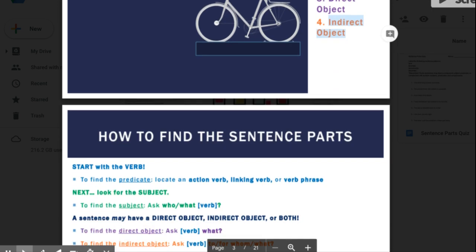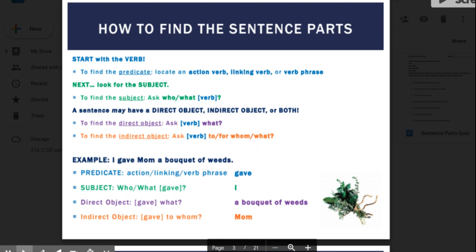So what do we start with when we're trying to find sentence parts? So you're going to start with the verb. So write that down in your notes. Start with the verb. This is going to make it a lot easier to break down your sentence when you're trying to find all the pieces, because it's always going to have a verb and the verb is easier to find. So start by looking for that action word.